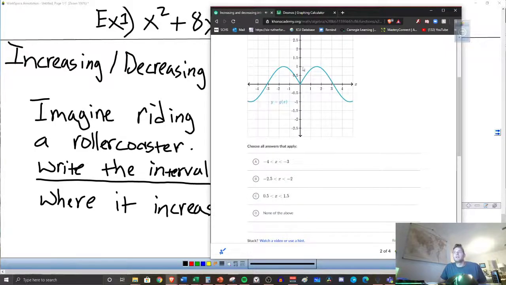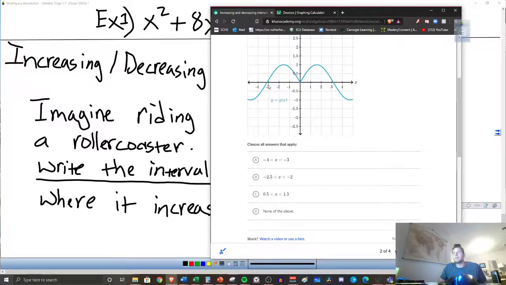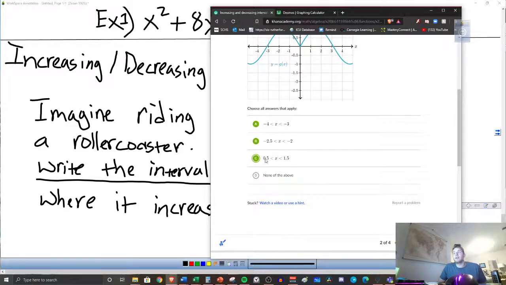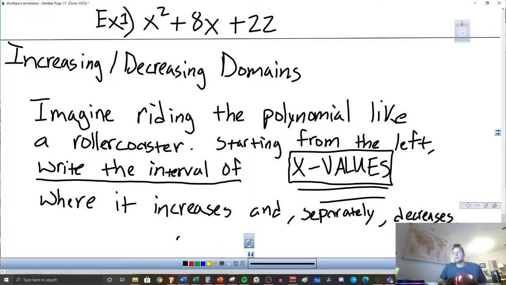Let's try another one. This is very interesting. What do we want to find here? Find where it's increasing. So let's see, -4 to -3. It looks like it's going up, right? Between those two x values. Look at -2.5 to -2. Is it increasing? Looks like it. How about 0.5 to 1.5? It looks like it's increasing. Is that what we want? Yes. So it looks like all these work. And we got it. Okay, so that's the idea for increasing.